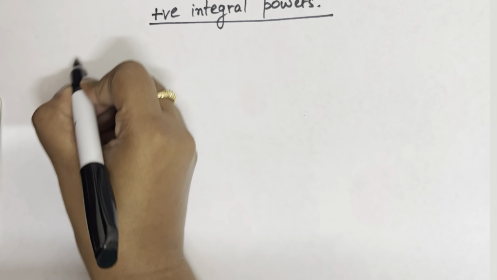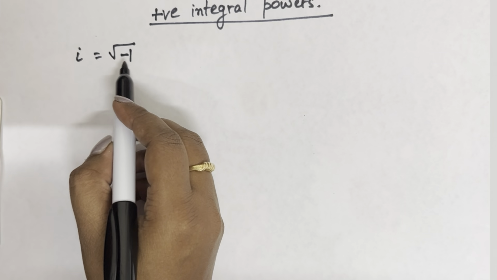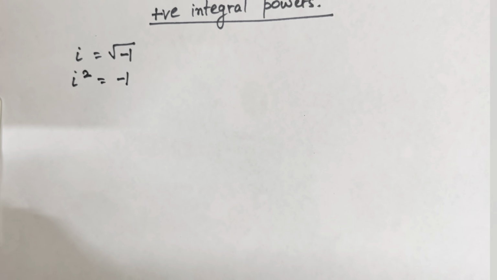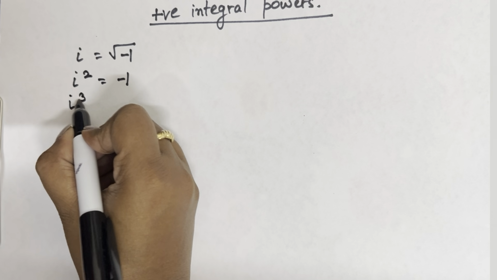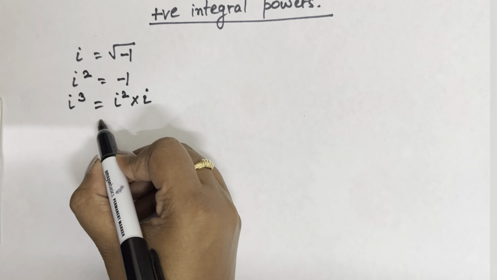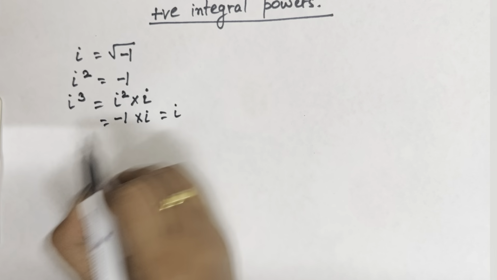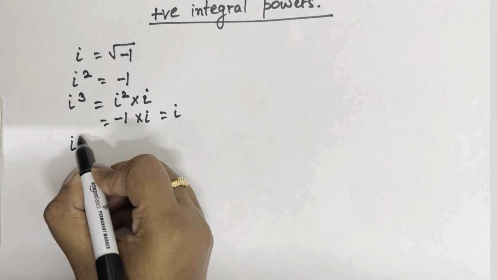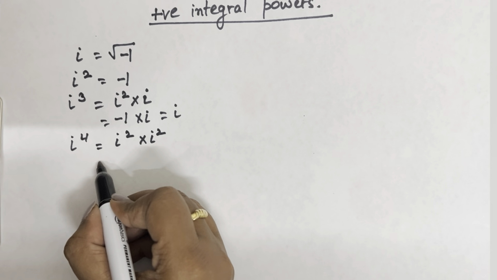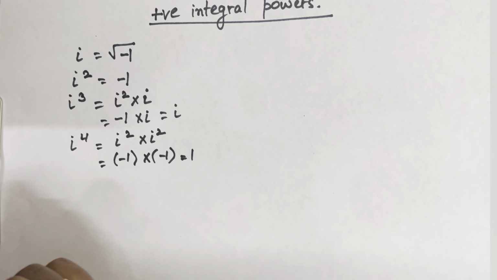So first and foremost we know iota equals root under -1. Now if we square both sides we will get iota square equals -1. For iota cube you can write it as iota square into iota. So iota square equals -1, into iota, that will be equal to -iota. Now for iota to the power 4 you can write it as iota square into iota square. So this will be -1 multiplied by -1, which equals 1.